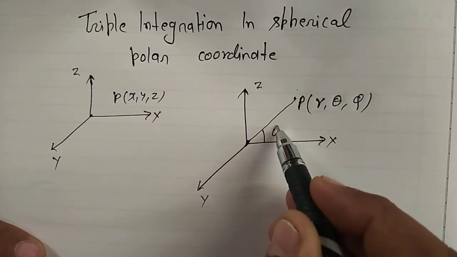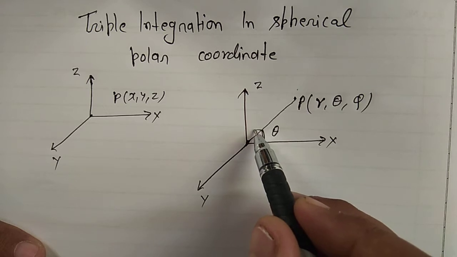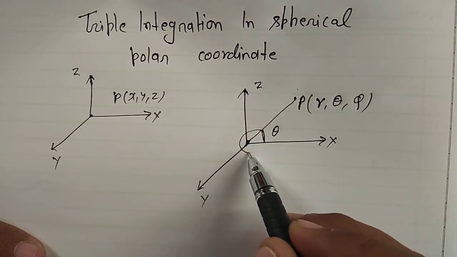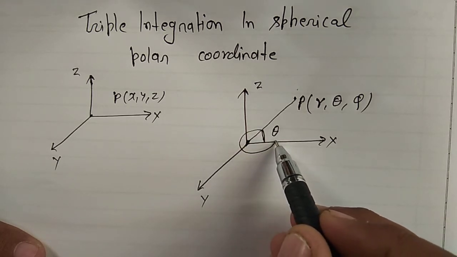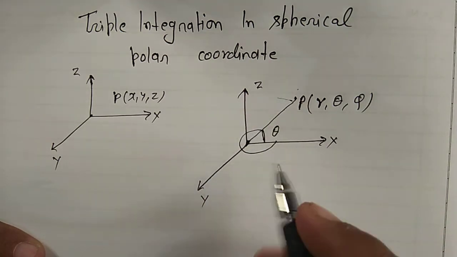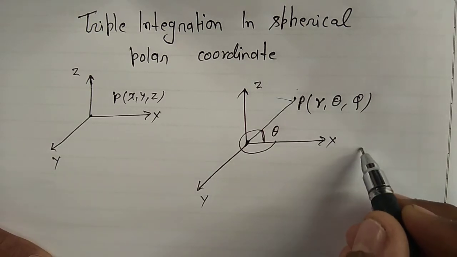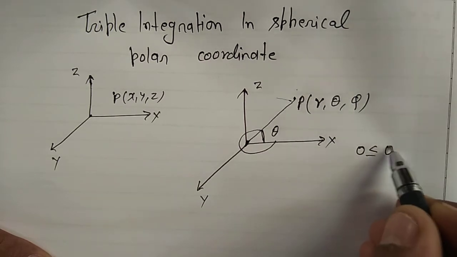This is your theta. So this theta can rotate full 0 to 2 pi. So this point can be rotated. So theta is the angle from the positive x-axis, so your theta range will be 0 to 2 pi.